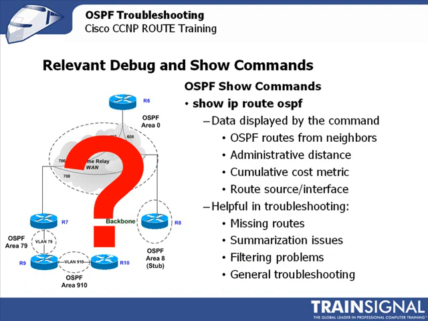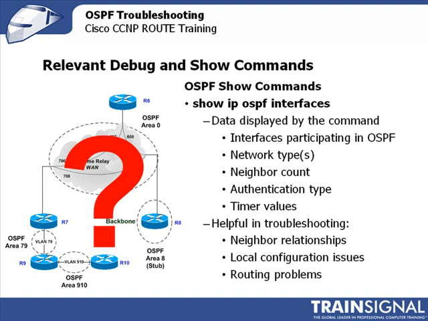Another helpful command is the show IP route OSPF command. It shows you the routes that are being received from neighbors, the administrative distance, the cumulative cost metric to reach a particular subnet, and whatever the route source and interface is. This can be helpful in troubleshooting missing routes, summarization issues, filtering problems, and also just general troubleshooting.